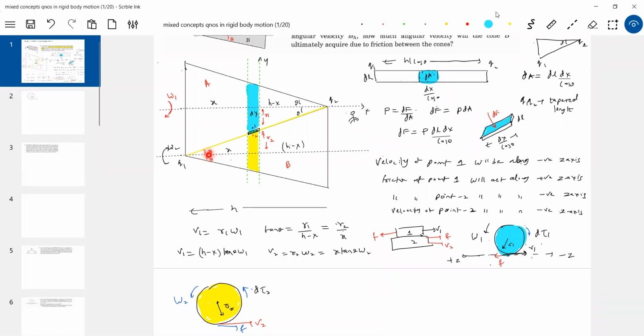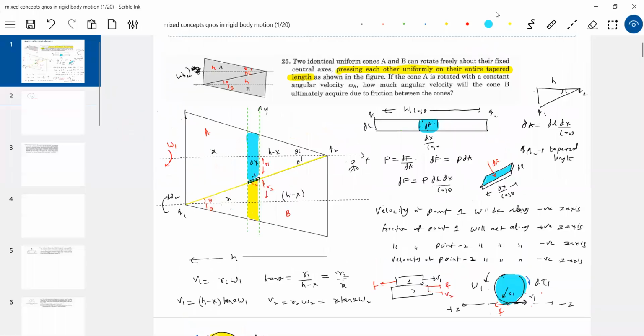Now the most important part will come. So finally what will happen? A steady state is reached. Finally, cone A and cone B both rotate, and the angular velocities of cone B and cone A will remain constant. You can ask, sir, why does this happen?